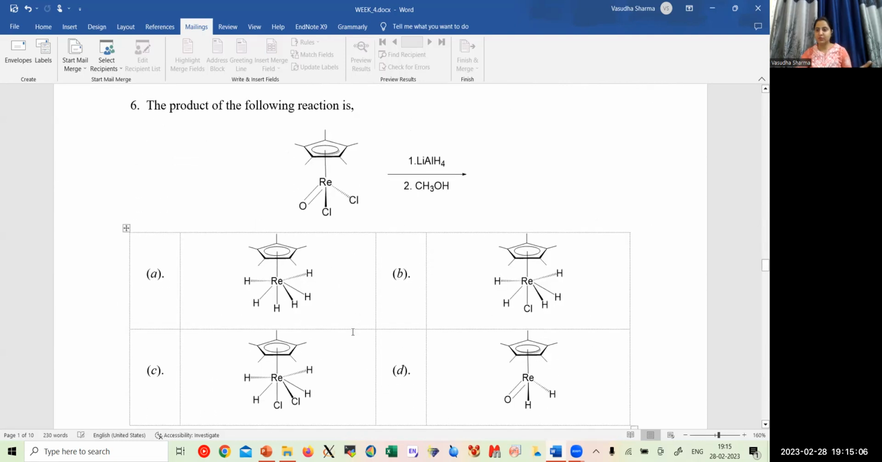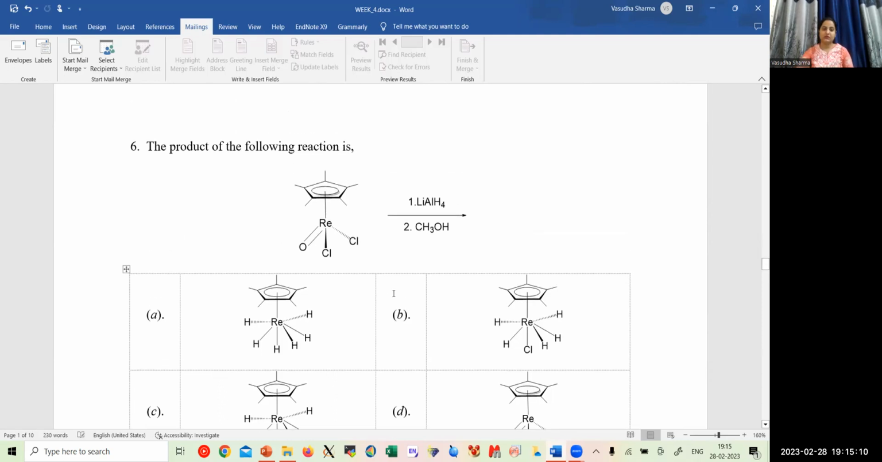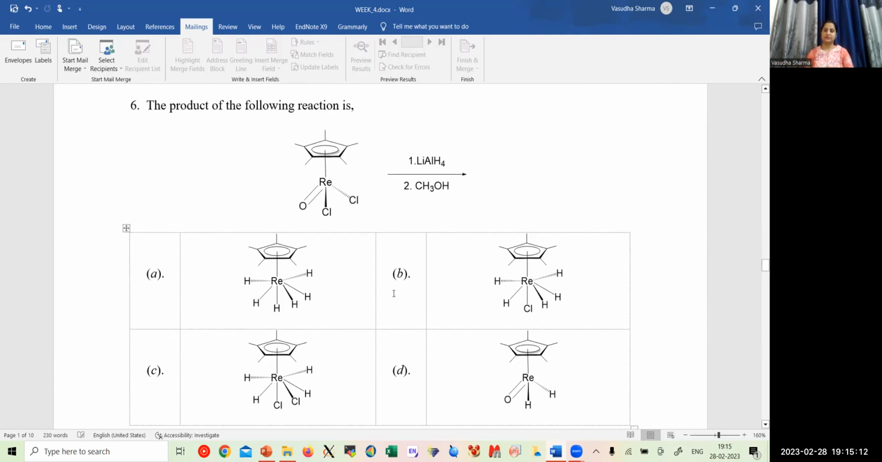So that were quite straightforward questions that you can know. And now the sixth question says, we have a rhenium complex with a Cp and double bonded O and Cl. Here rhenium is in -2, -1, -1, -1. So rhenium is in +5 oxidation state.